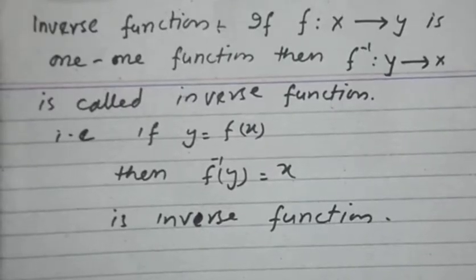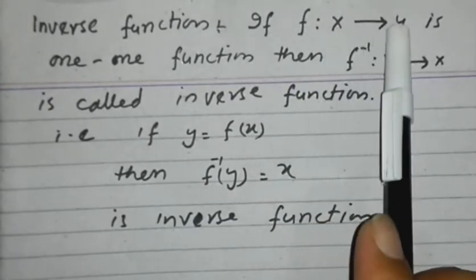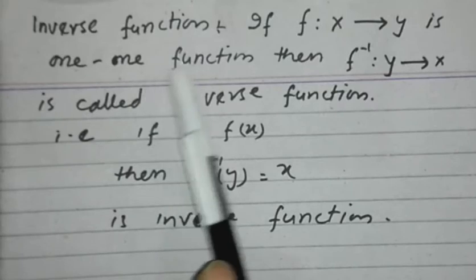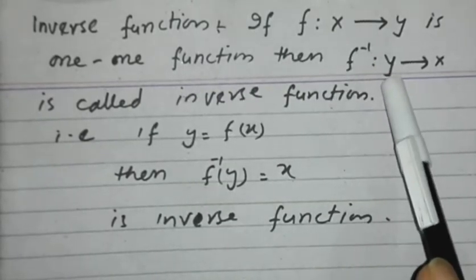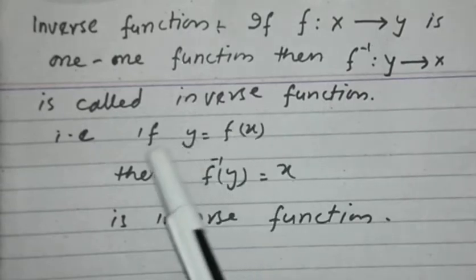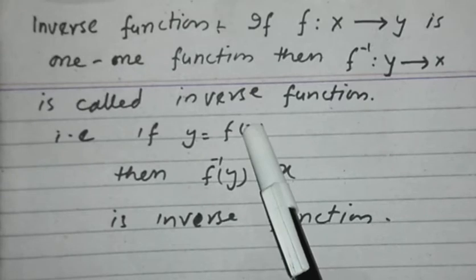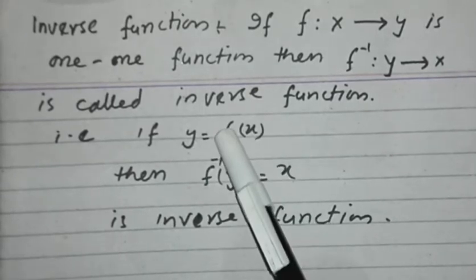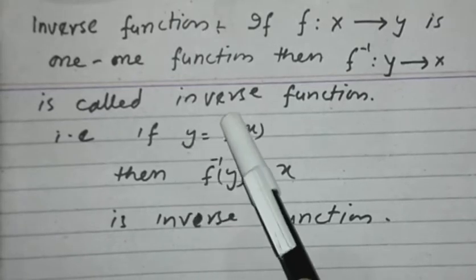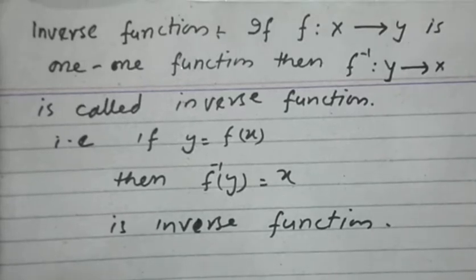Inverse function. If f is a function from x to y, then f inverse will be from y to x. We can write it as y equals f of x, so f inverse of y equals x. When we shift this f to the left side, its sign will become -1, and this is called the inverse function. Now come to the exercise and solve the questions.